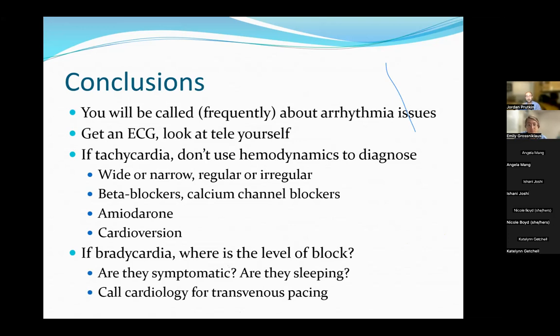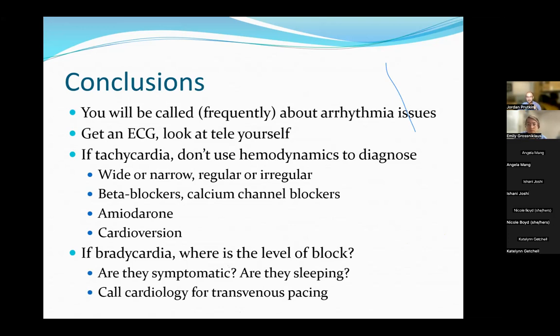Get an EKG, look at tele yourself. If it is tachycardia, don't use your hemodynamics to make the diagnosis. And then again, come up with one of your boxes. Is it wide or narrow? Is it regular or irregular? And then use that to come up with your differential of what you think it is.